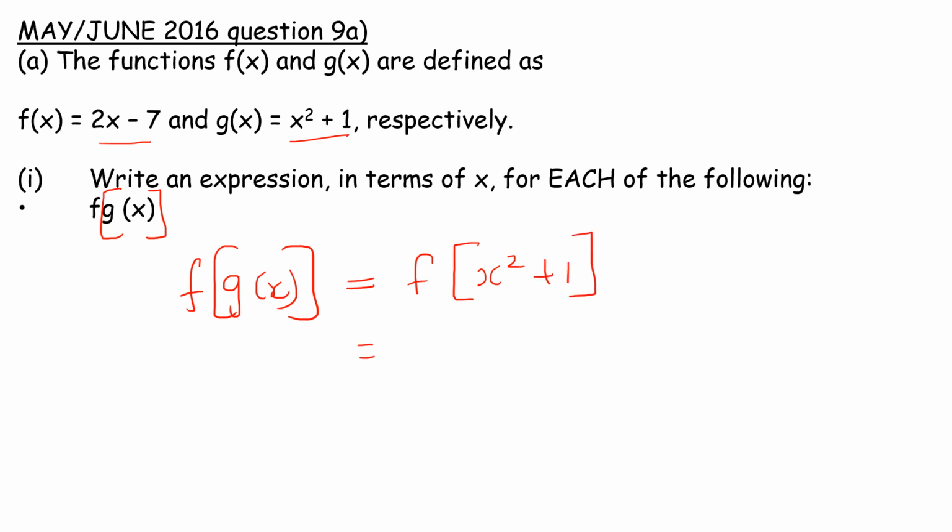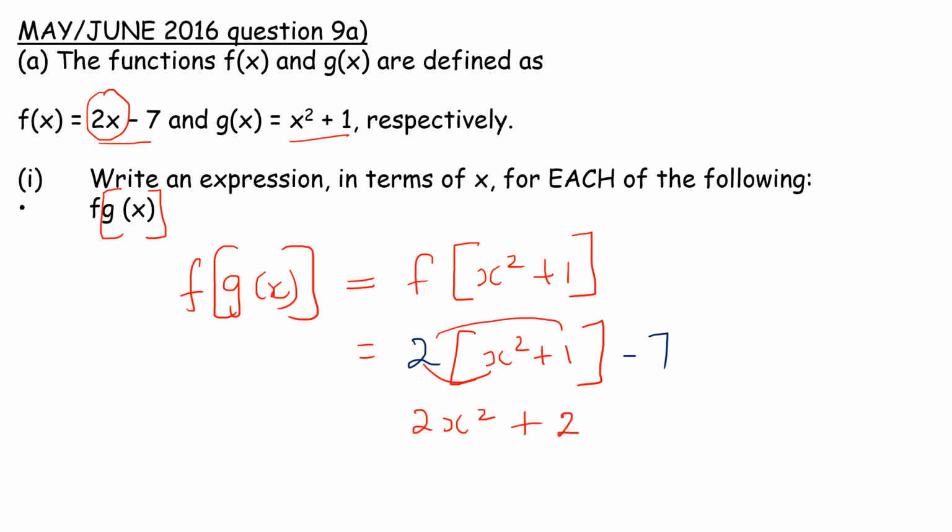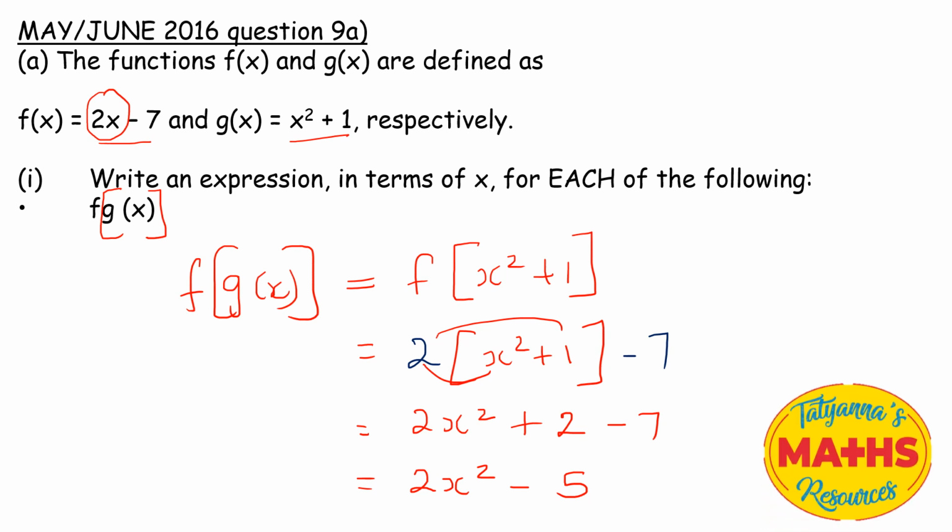What are you doing with x in f of x? We are multiplying it by 2. So 2 times x squared plus 1, and then we are subtracting 7. So 2 times that is going to give us 2x squared. 2 times 1 is plus 2, minus 7. So you're going to get 2x squared minus 5. That's the final answer.